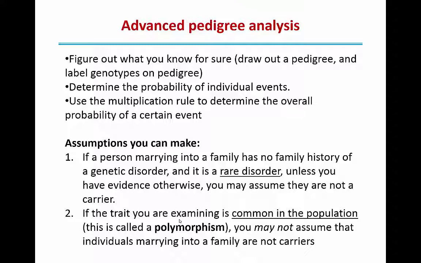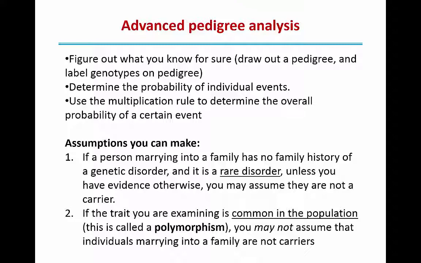First of all, I usually think it's easiest to actually write on a pedigree. So write down what you know for sure. Figure out what genotypes are known for sure. Then you're going to go back one or more generations and figure out at what point you can assign a probability that you can be confident about. And then you're going to use the multiplication rule to figure out the overall probability of certain events. We'll work through these steps in just a minute.